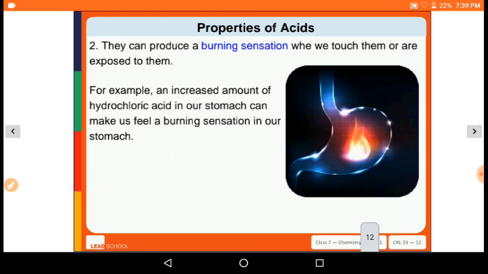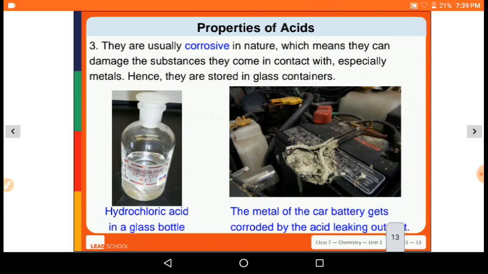Next, they can produce a burning sensation with the touch of them. For example, an increase in the amount of hydrochloric acid in the stomach makes you feel a burning sensation in the stomach. तो उसको हम एसिडिटी भी बोलते हैं. ओके, तो दैट्स वाई उसकी जो नेचर होता है वो काफ़ी गर्म होता है.